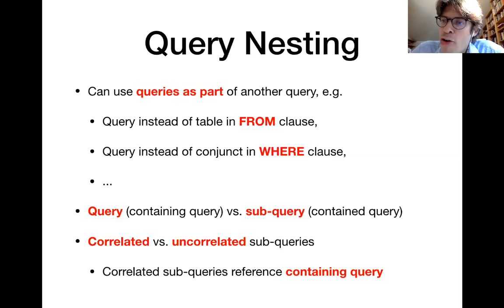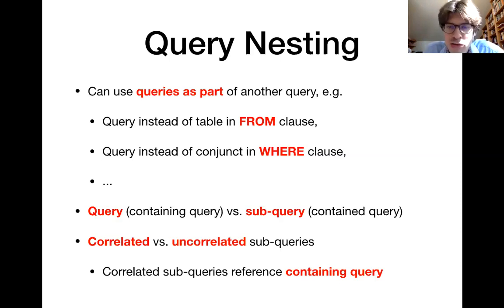But for more complex expressions, you can actually make the subquery refer to elements outside, to elements of the containing query. Those cases are a little bit more difficult to understand. That is what we call correlated subqueries. In the following, we're going to first discuss the uncorrelated subqueries, which are a little bit easier to understand.